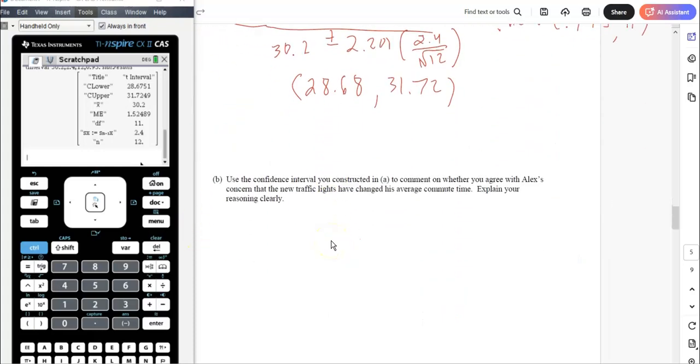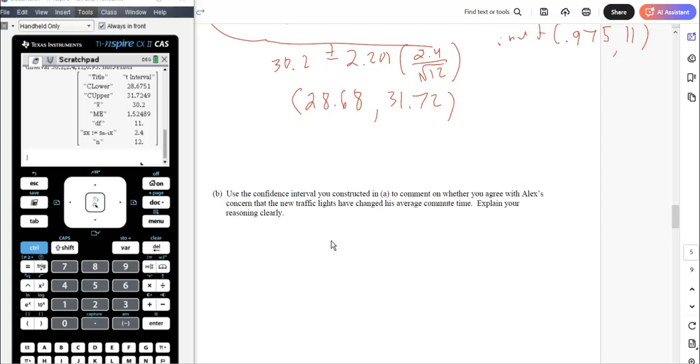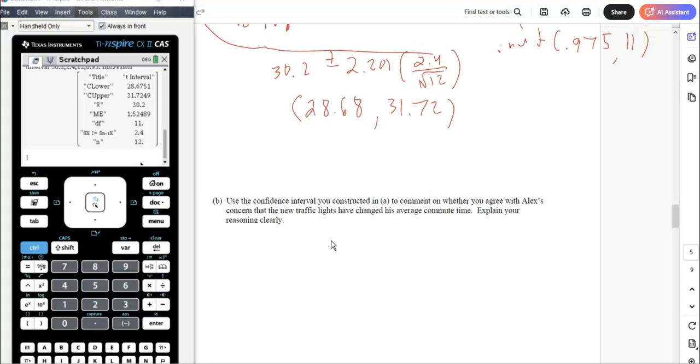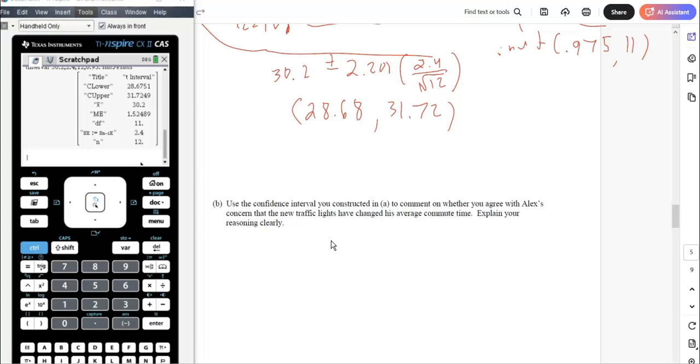The follow-up question was, use that to say whether you agree with Alex's concern about the new traffic lights changing the commute time. So what was the mean? His old time, I believe, was 28.4, right? If you read the question. So 28.4 was old. Does that fit in the interval? No. So we have evidence to say that the new commute time with the additional changes in the traffic flow is different. It is more, in fact. So I think we have evidence to say that.